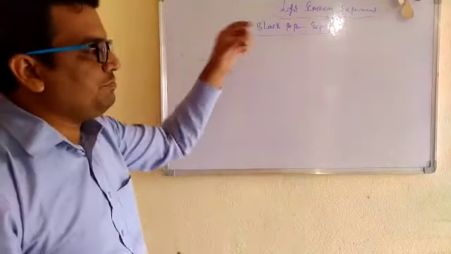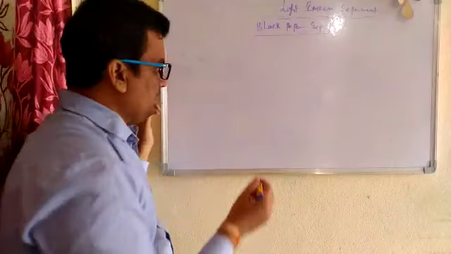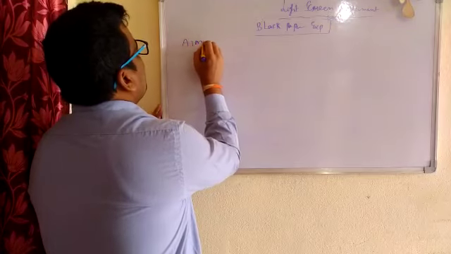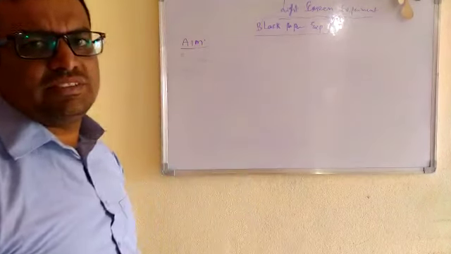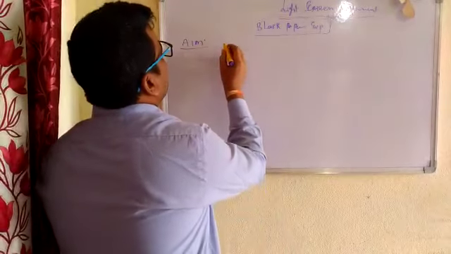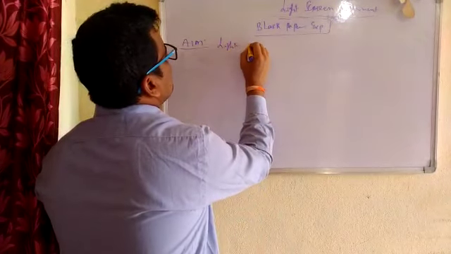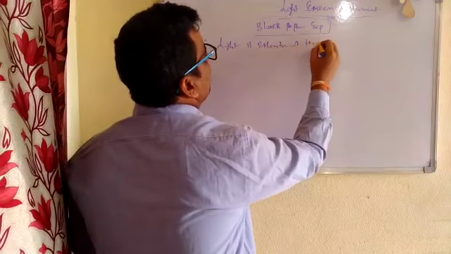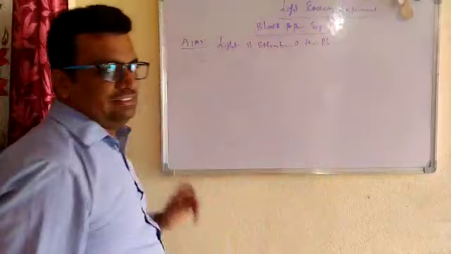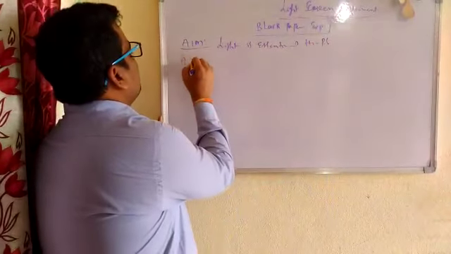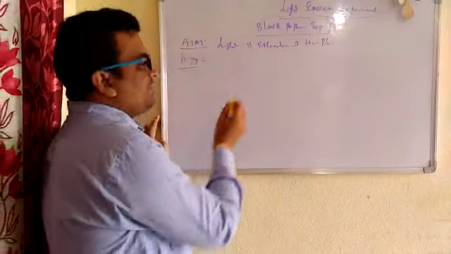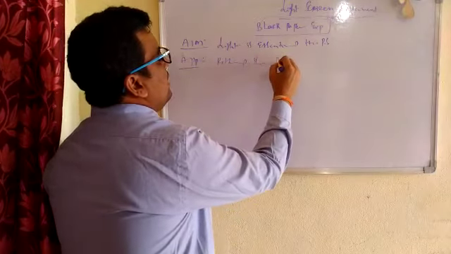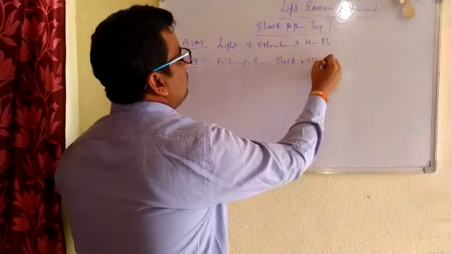By using a black paper or cardboard, we have to take one potted plant, and before that we have to write the aim. What is the aim of this experiment, children? The aim of the experiment is: light is essential for photosynthesis. What are the apparatus required, children? The apparatus required are a potted plant, iodine, black paper, etc.